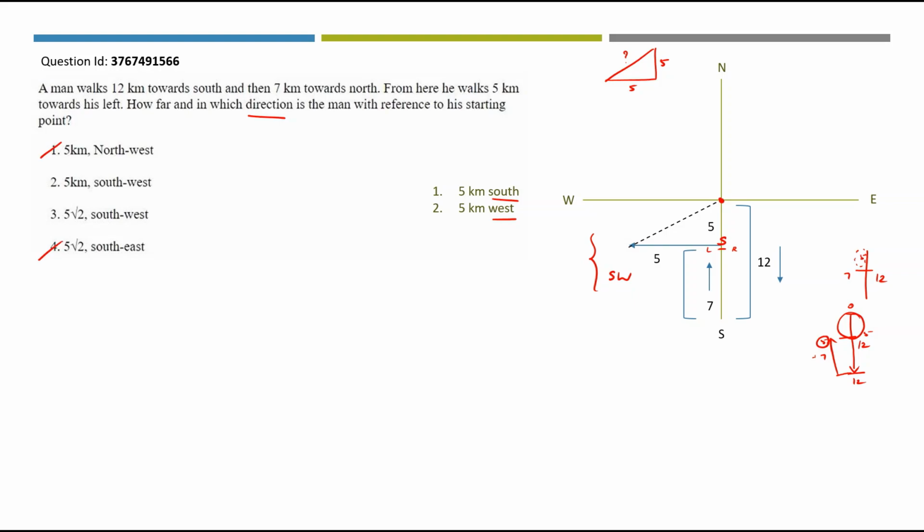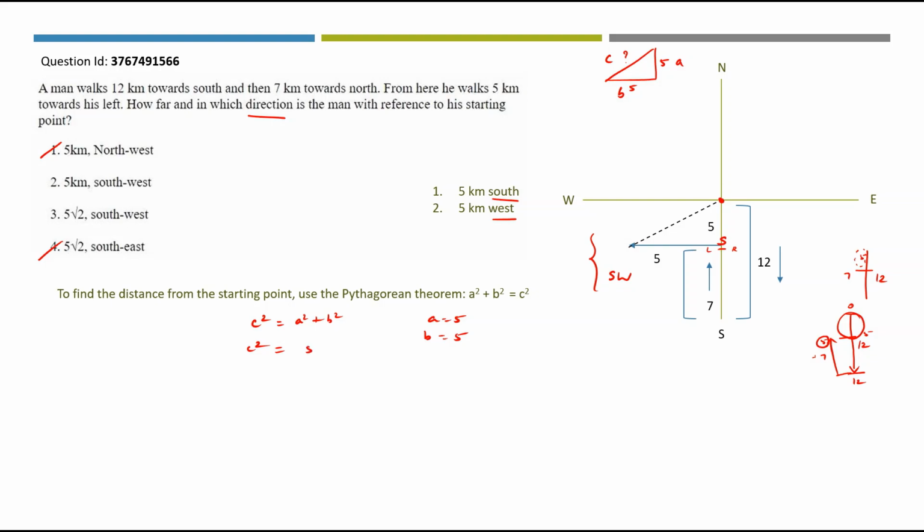Now we have to find the distance. To find this particular hypotenuse distance, we are using the Pythagoras theorem. To find the distance from the starting point, let's use the Pythagorean theorem. a square plus b square is equal to c square. So let's take this to be a, this to be b, and this to be c. c square is equal to a square plus b square. What is a? It is 5. What is b? It is 5.